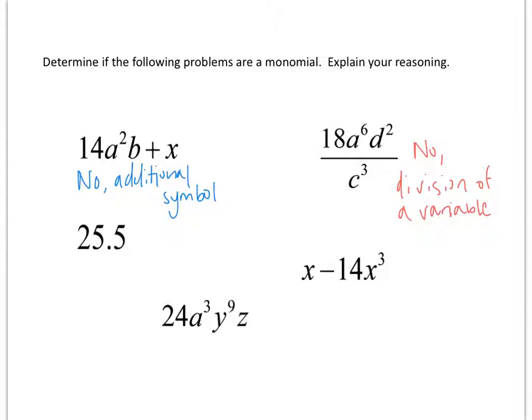25.5. This would be a monomial, and to explain why it's a monomial, we could say it's a constant. And a constant, if you recall, is a real number.